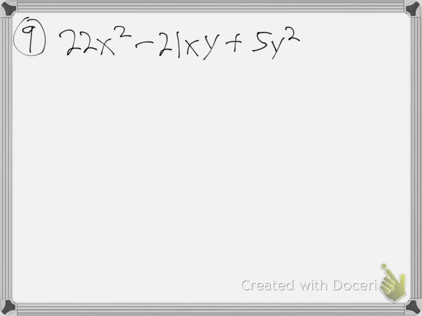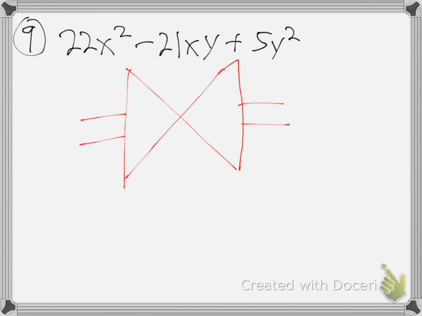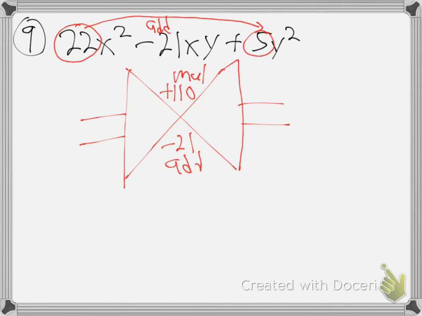All right, let's try this one. First step, what's in common? Nothing. It's good we look for it. And then we do the bow tie. So when it comes to the bow tie, we multiply the number in the front to the number in the back, right? And that gives me positive 110 as the multiply number. Whenever there's a number in the front, you got to multiply the number in the back. And then the middle one is the add, as usual.